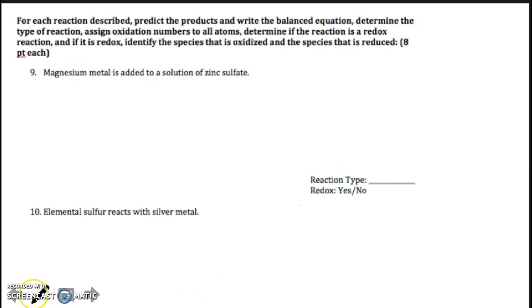So on the last one, I had to write these reactions out and then do all of the same things. So magnesium metal, Mg, plus zinc sulfate. So to write that formula, those are each a -2 charge, +2 and a -2. Sulfate is on your cheat sheet. So that was ZnSO4.